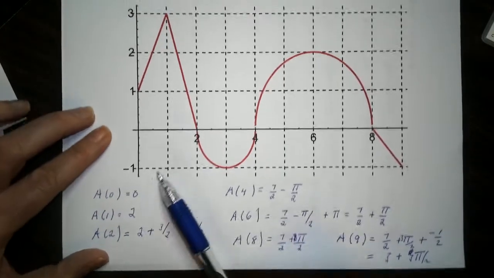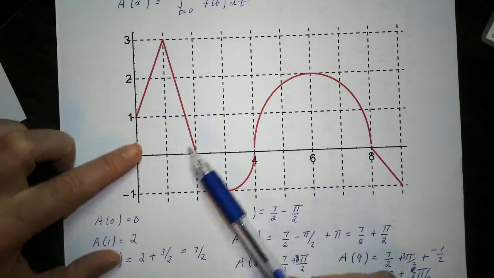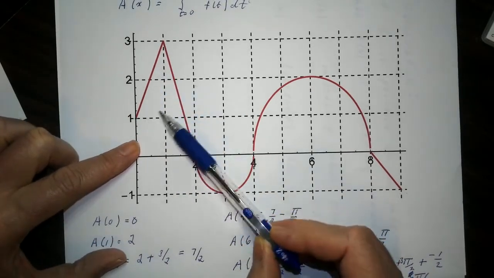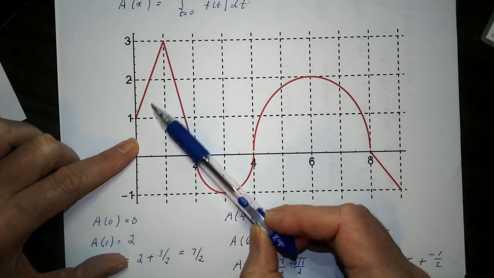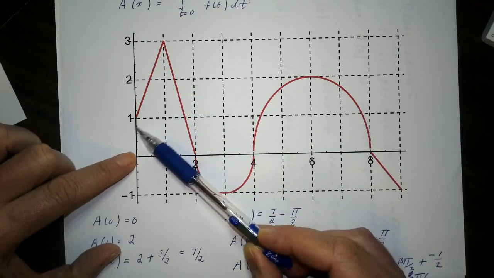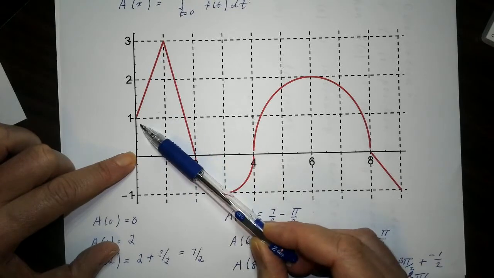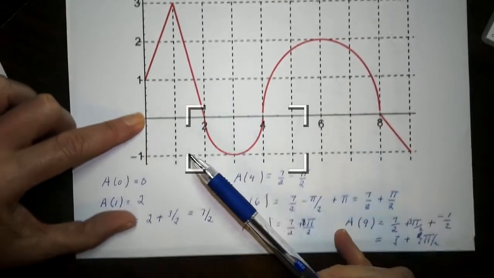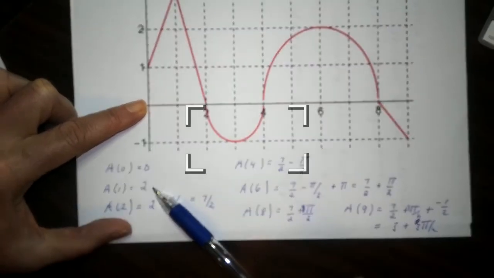A of 1 would be the amount of area accumulated by the function little f from 0 to 1. That's going to be the area of this square plus the area of this triangle. And if you compute those two quantities and add them together, you get 2.